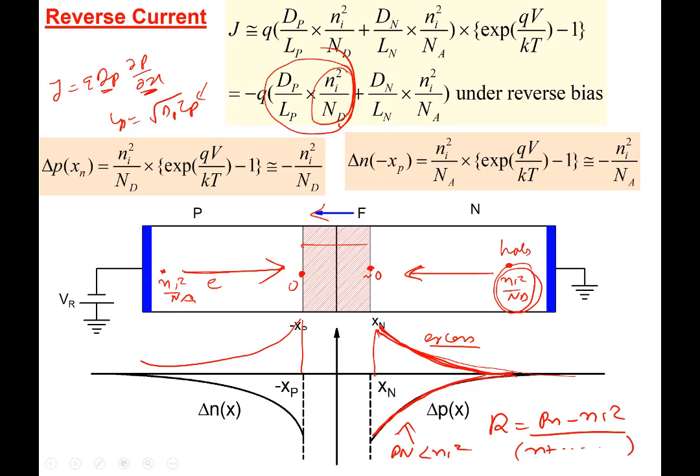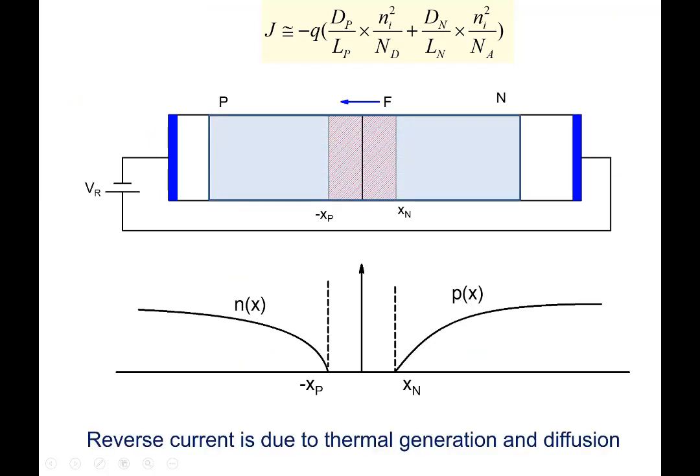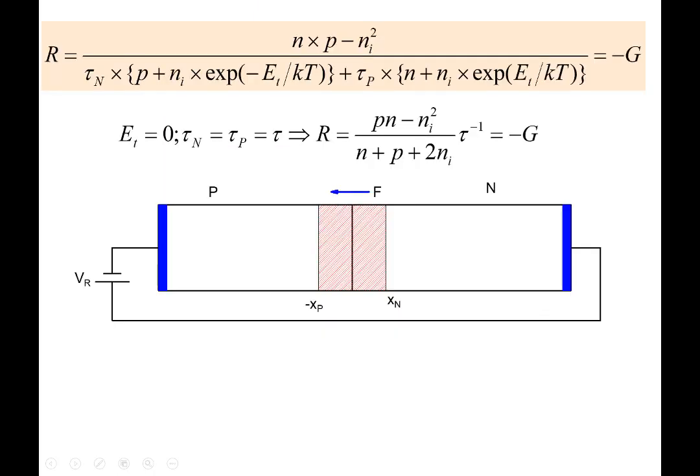So earlier it was diffusion and recombination. Now you have diffusion and generation. Recombination was delta p by tau p. Generation also we can write in this particular form. So anyway, this is what is happening here. Reverse current is due to thermal generation and diffusion. That is what is happening. Thermal generation and diffusion here.